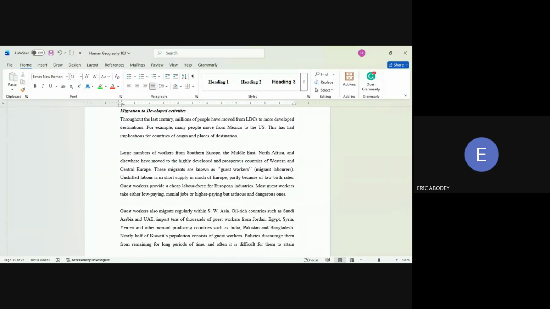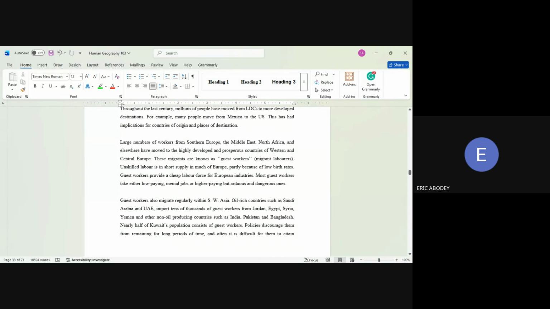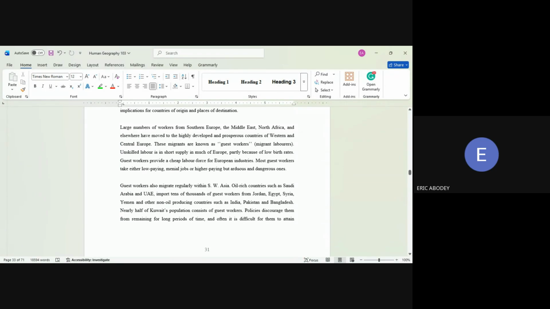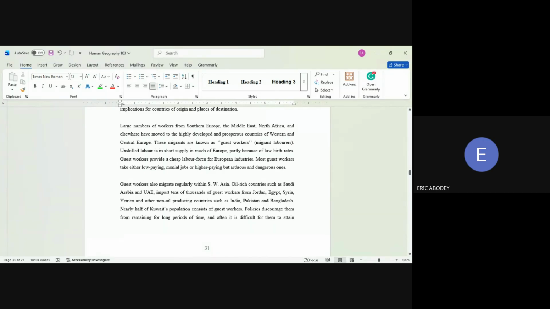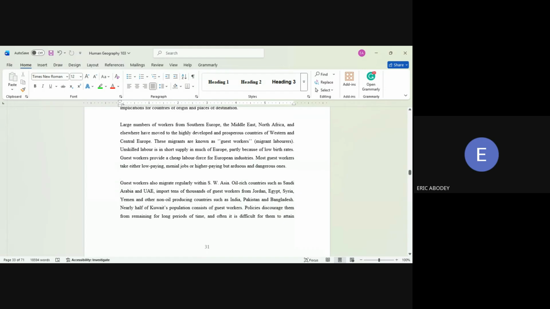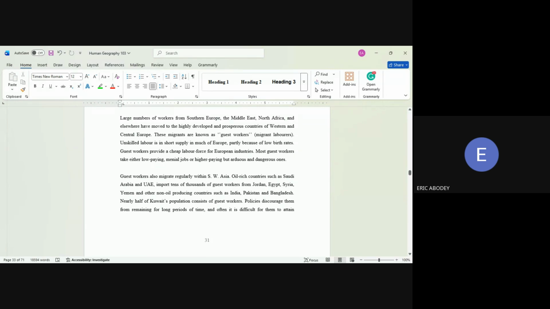Okay, so unskilled labor is in short supply in much of it, partly because of low pay rates. Guest workers provide cheap labor force for European industries. Most guest workers take either low-paying, menial jobs or higher paying, but odious and dangerous ones. Some of them, they go and sit in fridges for 8 hours. You are killing your body cells. That's an example of odious and dangerous kind of jobs that some people go there to do.